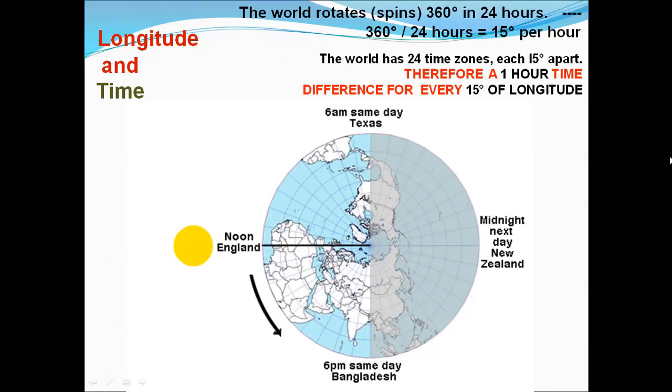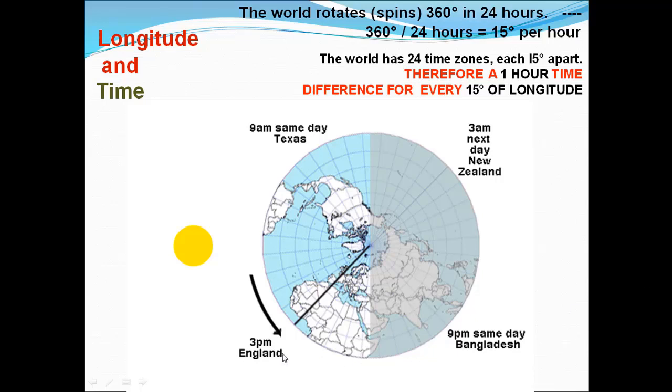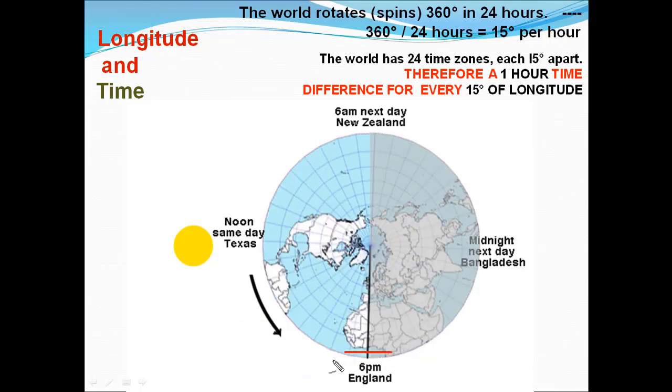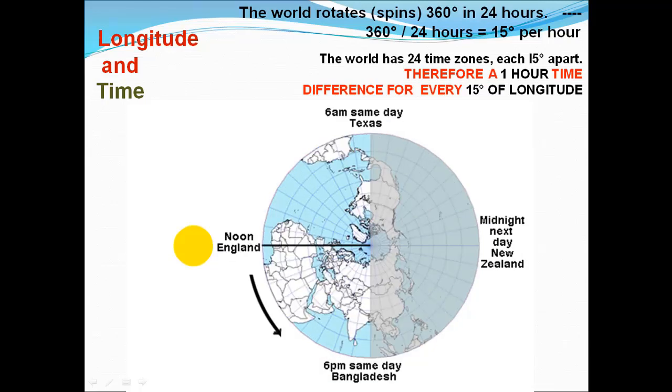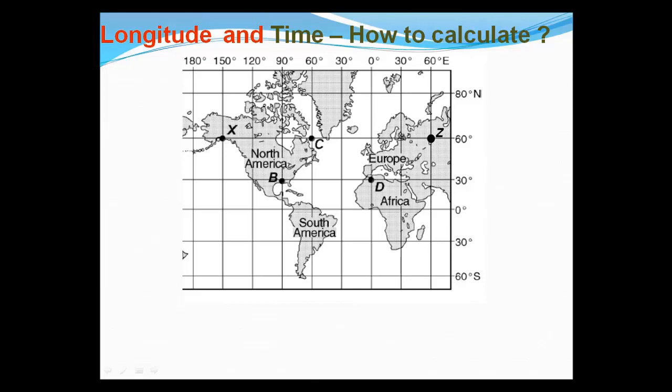Now we'll watch an animation on longitude and time, what time it would be on different longitudes. If it is 12 noon in England, on the same longitude, opposite side, it is midnight next day in New Zealand. If it is 3 p.m. in England, on the same longitude, opposite to that, it is 3 a.m. next day in New Zealand. If it is 6 p.m. in England, opposite to that, it is 6 a.m. next day in New Zealand. And this is the way of observing or calculating time on different longitudes, keeping in mind the GMT time in UK at Greenwich.